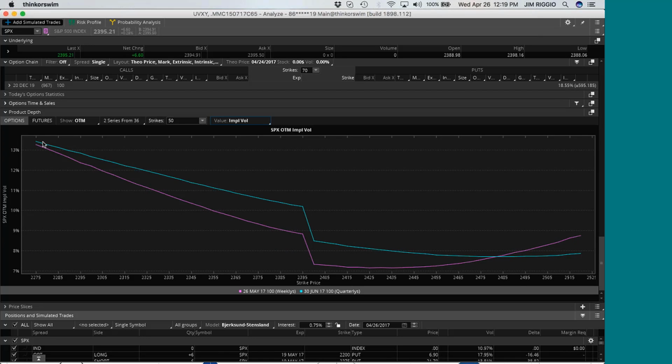Does anybody know an underlying where the calls would be more expensive than the puts? Or it might be even? Just type it into the chat. What other oil? Crude oil, a great example. Gold, another great example. Let's take a look at crude oil.